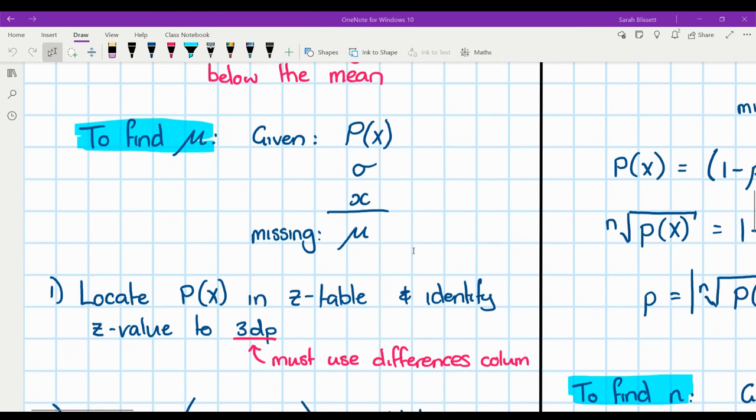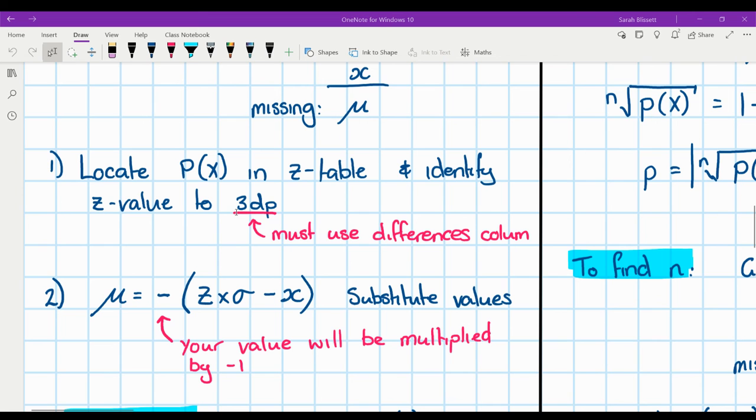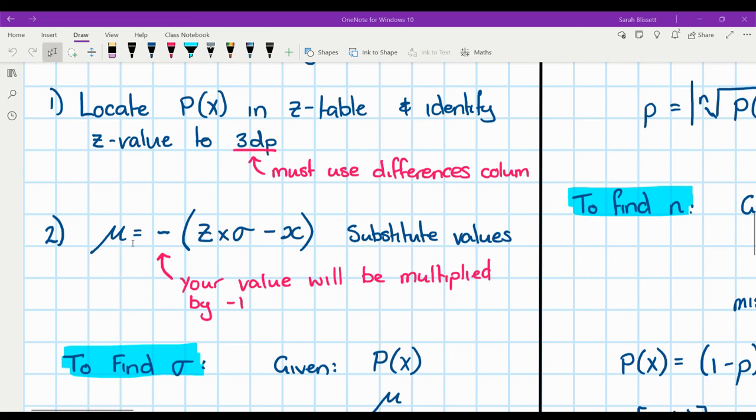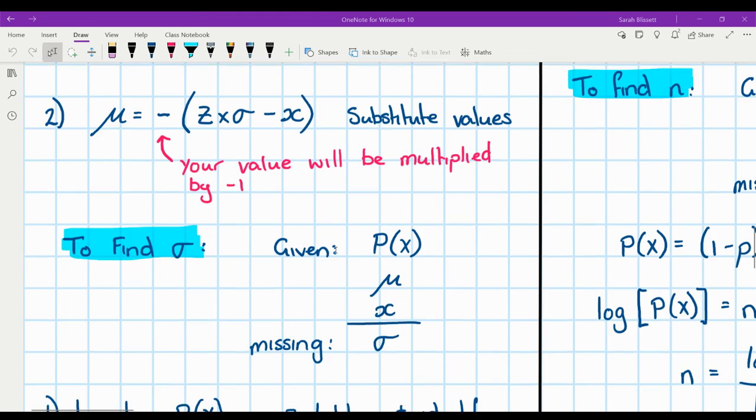If we're to find the mean, so the mean is the thing that they have not given us and would like us to find, we're going to use the probability of x in the z table. This is going to be the same for every step. So we must remember to use the differences column to get the 3 decimal places. Rearrange our formula to find the mean is equal to the negative value of z times the standard deviation minus the x value, and we just substitute in the values. Remember that your value will be multiplied by -1. So if your x value is below the mean, your z value will be negative, and it will all come out being positive in the end.